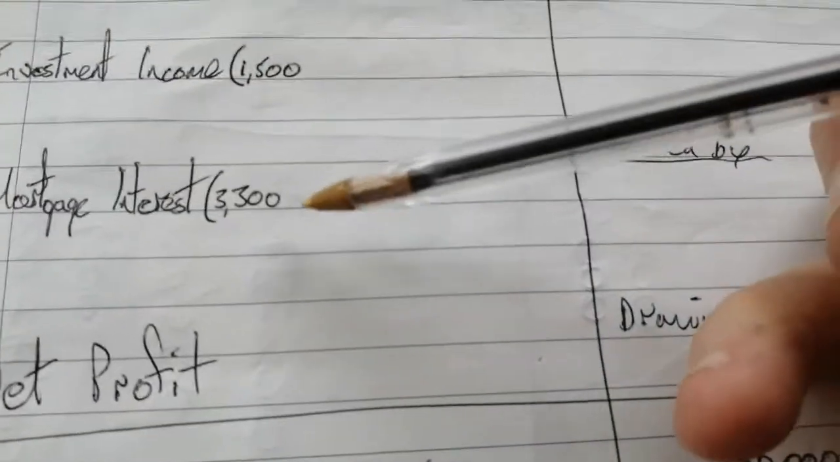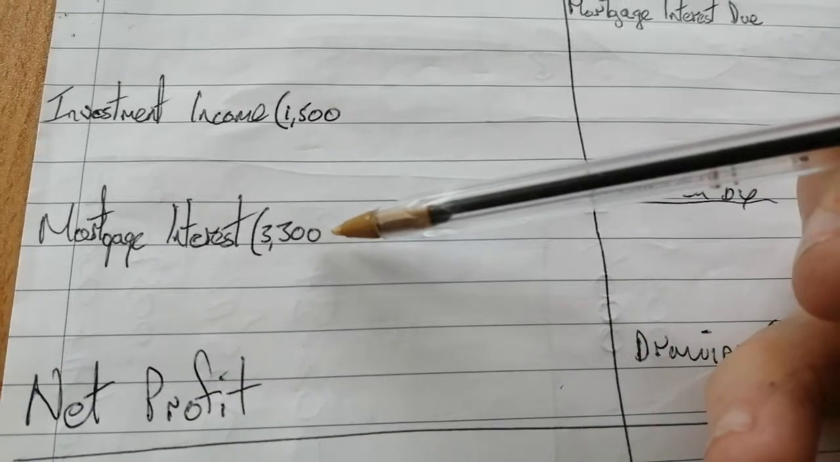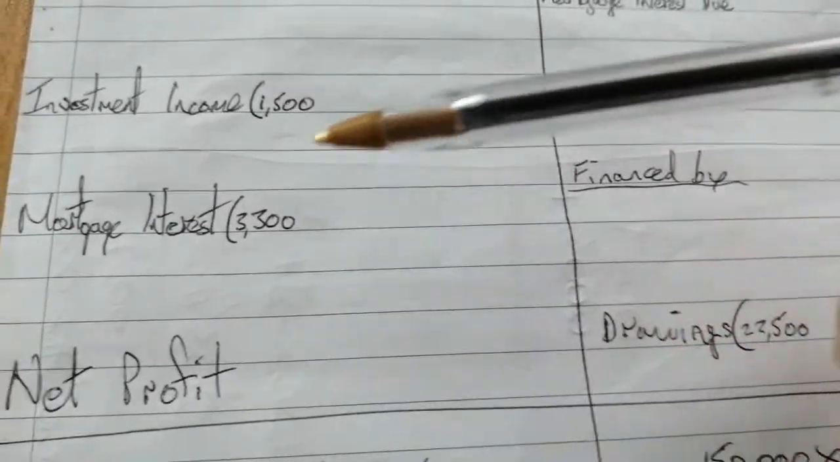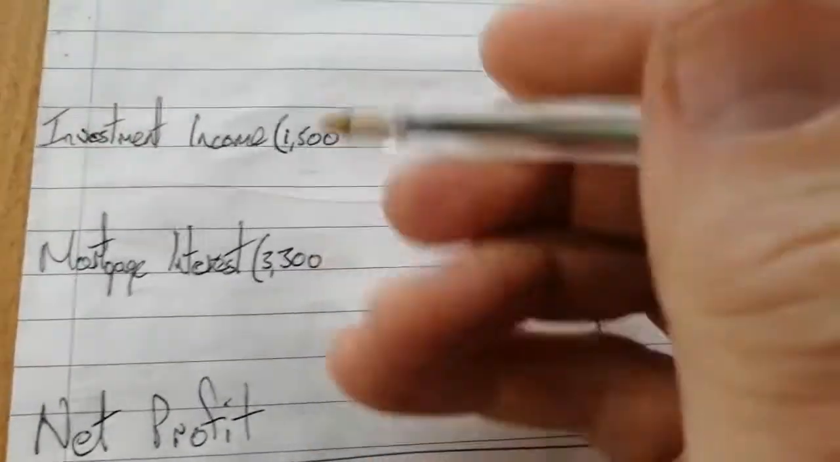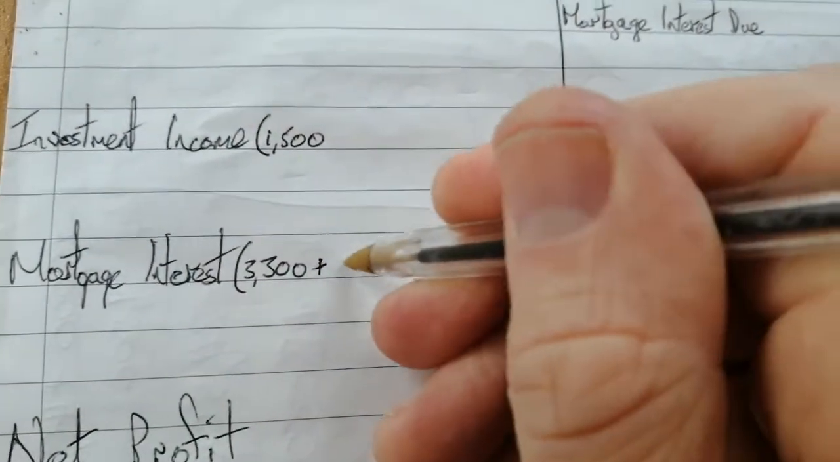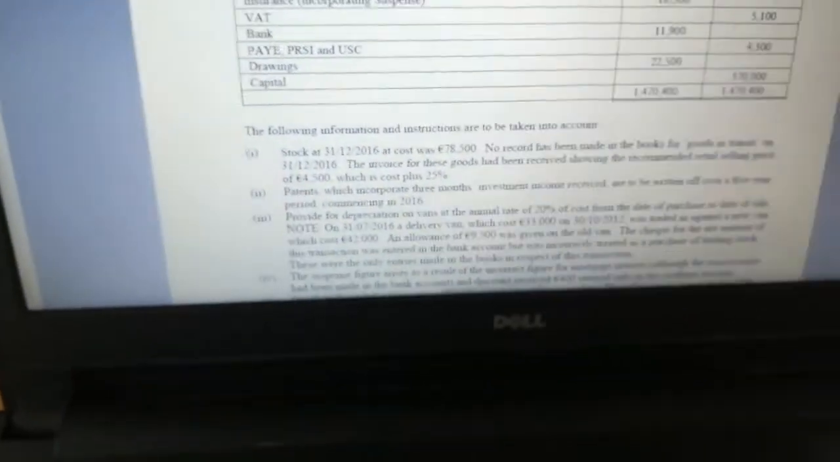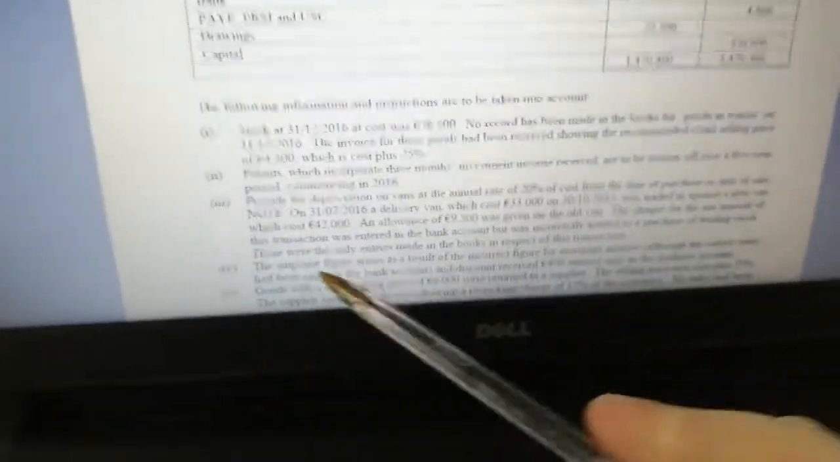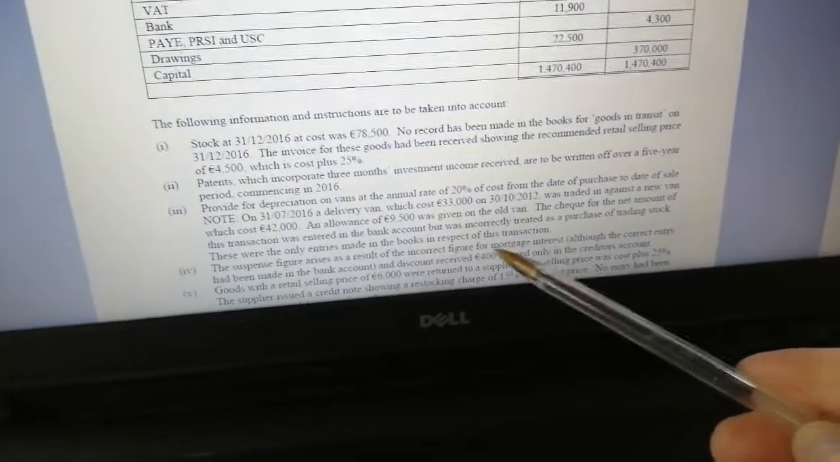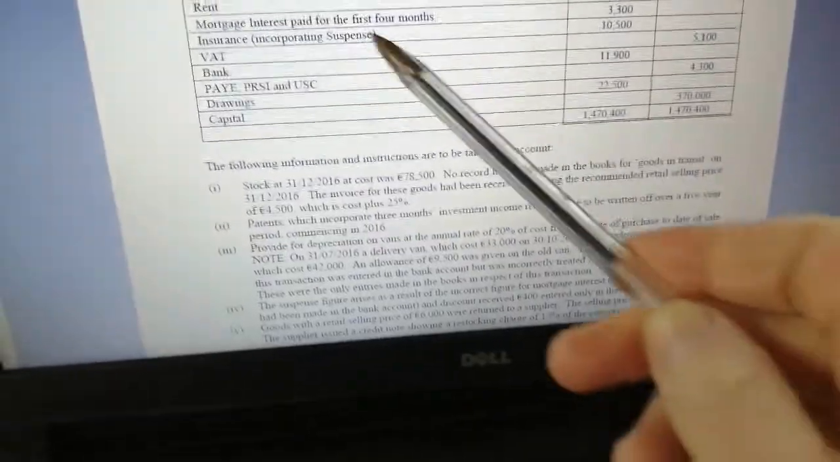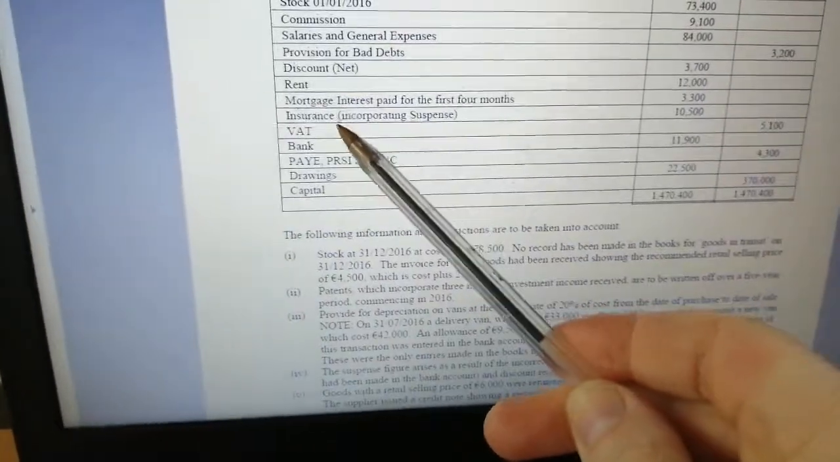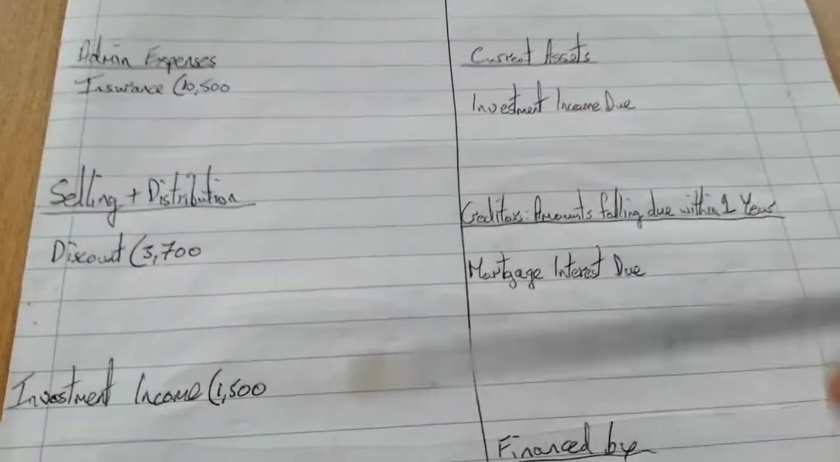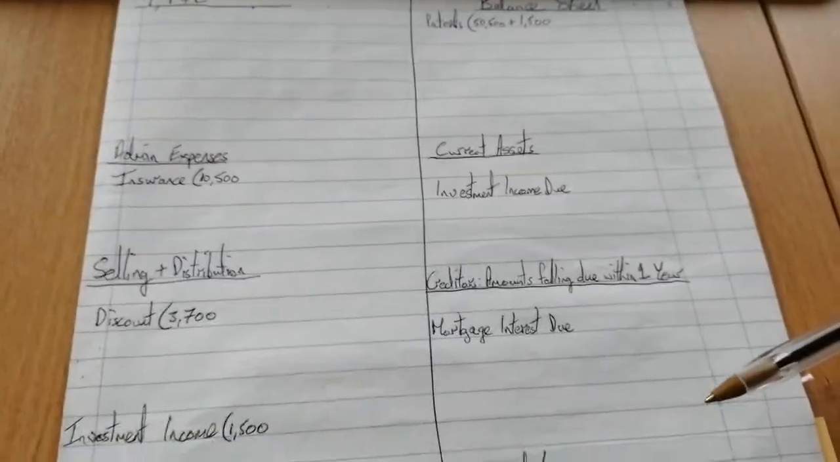So this mortgage interest figure here should not have been 3,300. It should have been 3,600. So in order to make that 3,600, we must add 300. Now, the issue is, if we again scroll down a small bit here, the suspense figure arises because of that mistake, and the suspense is included in or incorporated in insurance. So it means we must adjust our insurance figure as well to ensure that our accounts are still balanced.